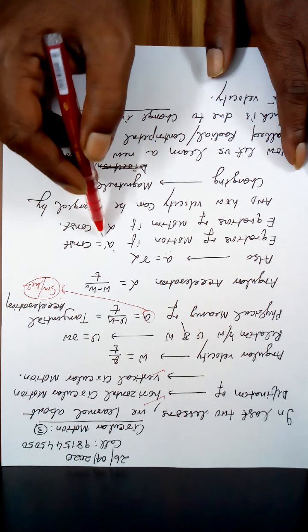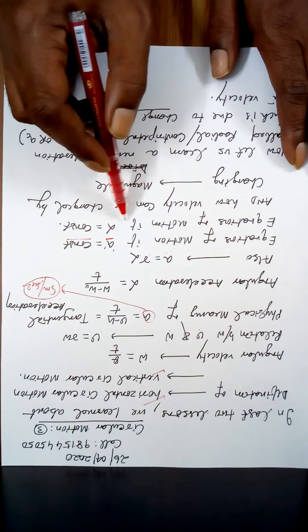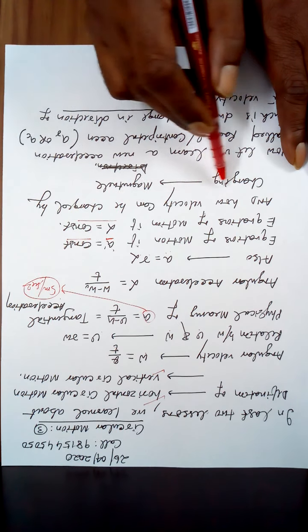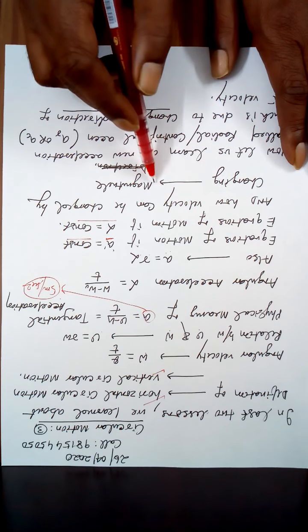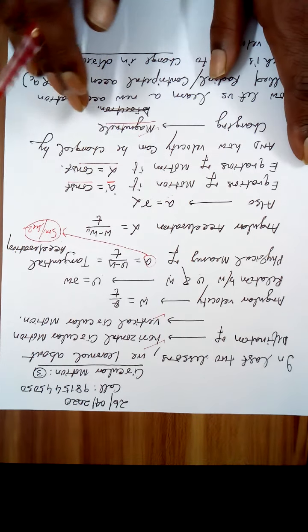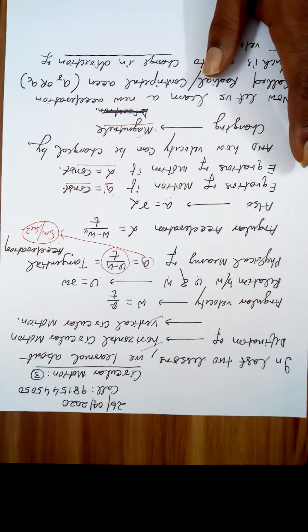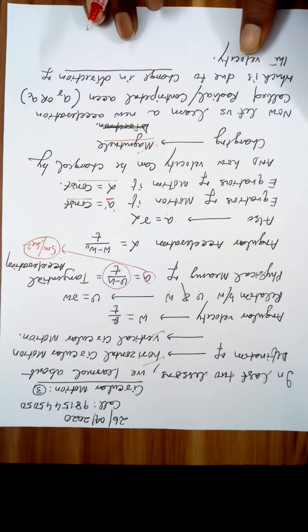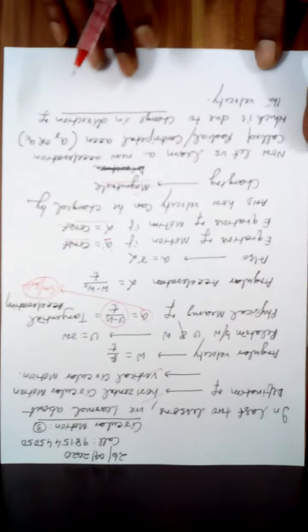Equations of motion if linear acceleration is constant, equations of motion if alpha is constant, and how velocity can be changed by changing magnitude. By changing magnitude, we were getting this acceleration called the tangential acceleration, due to which the speed was increasing or decreasing, increasing if a is positive, decreasing if a is negative.